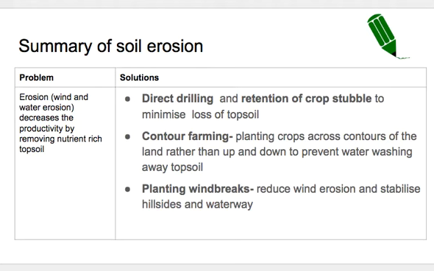They'll also carry out contour farming, which is planting crops across the contours of the land rather than the traditional up and down, and that will prevent water washing away the topsoil. Planting windbreaks is another way to reduce wind erosion and will help stabilise hillsides and waterways. So please pause the presentation now and you can jot those on your worksheet.